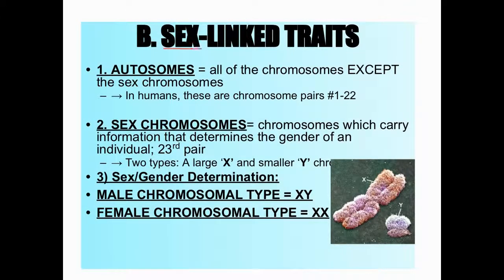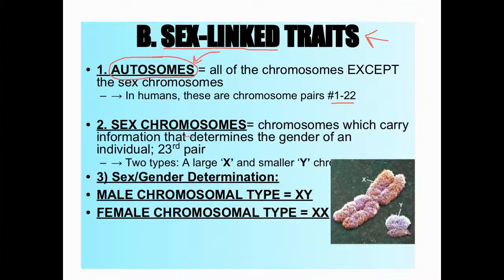Sex-linked traits. Remember, traits are any physical characteristic which you can identify: hair color, eye color, height, any of those things. Those are all traits. Now, whether you're a male or female, your first 22 pairs, so chromosome pair number 1 through 22, remember we have 23 pairs, which gives us 46. Well, the first 22 are exactly the same, whether you're a male or a female, boy or a girl. We call those the autosomes, because they're the same whether you're a male or a female.